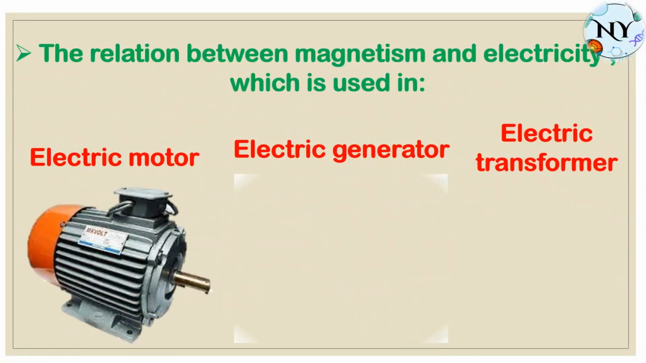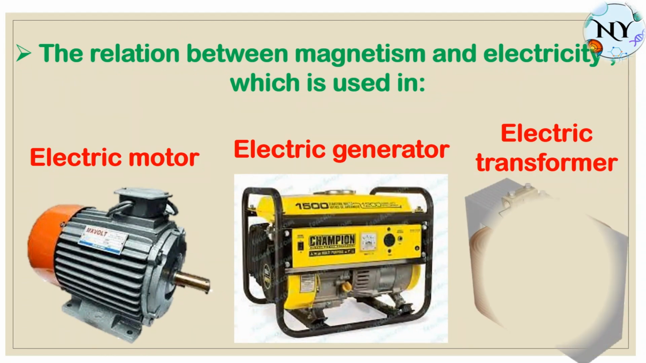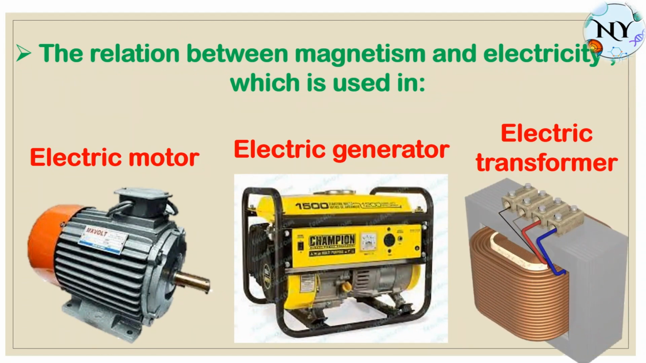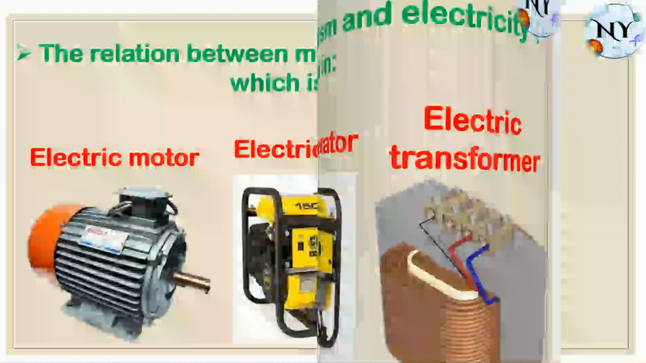So there is a relation between magnetism and electricity, and we can use this relation in different devices such as electric motor, electric generator, and electric transformer. So again, there is a relation between magnetism and electricity. Take care because this point comes a lot in true or false questions. We can use this relation in different devices such as motor, generator, and transformer.